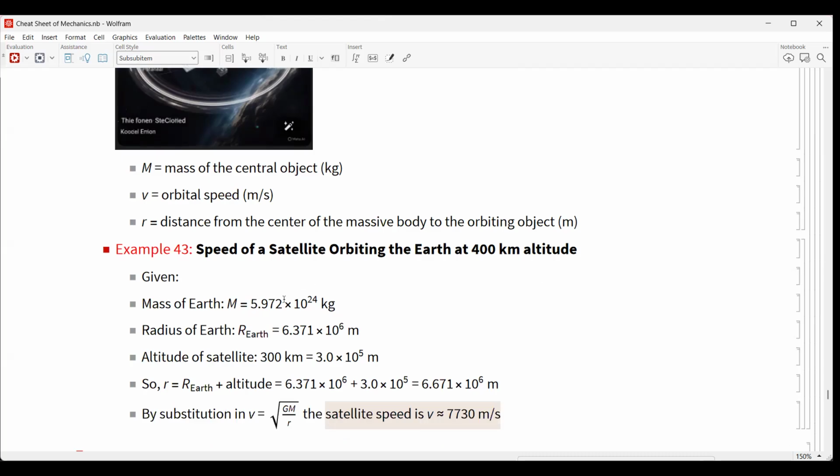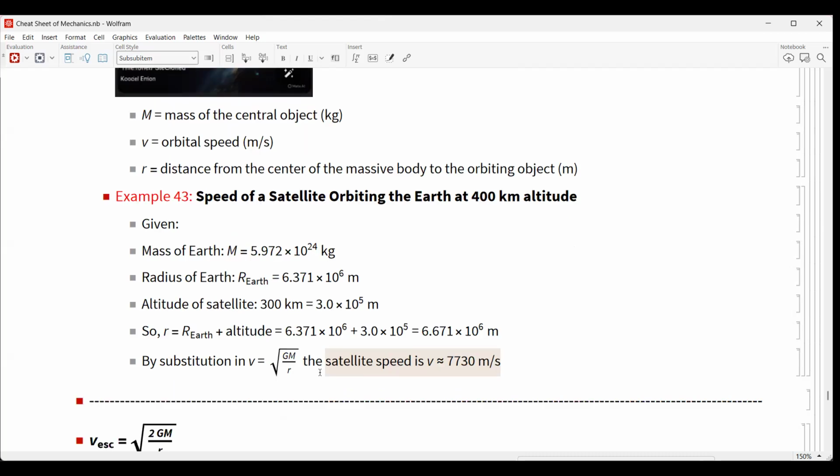So the mass of the Earth here is 5.972 times 10 to the 24 kilogram. The radius of Earth is 6.371 times 10 to the 6 meter. Altitude of satellite 300 kilometers, equal to 3 times 10 to the 5th meter. So R here is the radius of the Earth plus the altitude of the satellite. So 6.371 times 10 to the 6 plus 3.0 times 10 to the 5. That is 6.671 times 10 to the 6 meter.